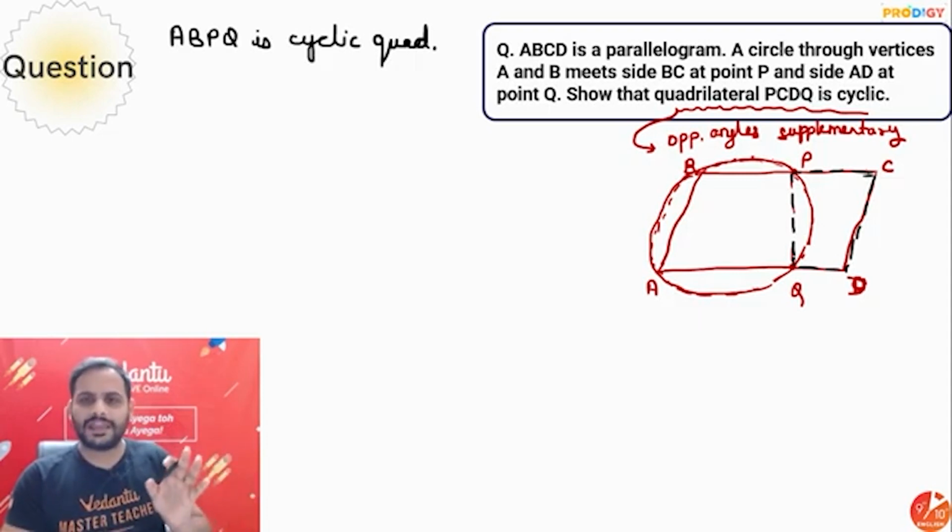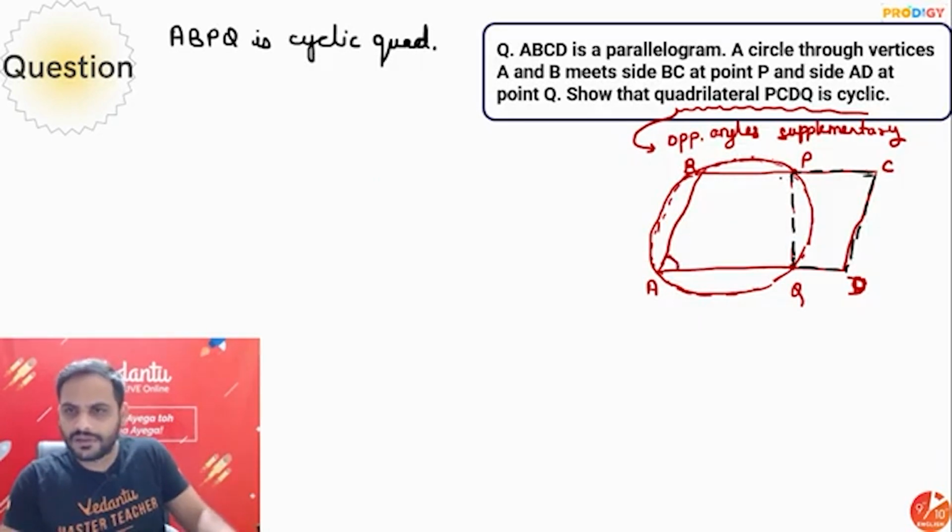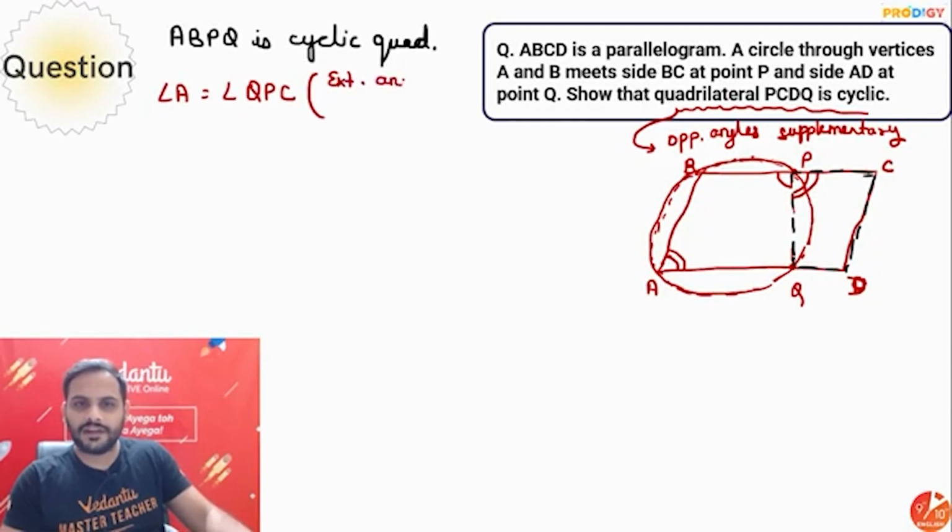ABPQ is a cyclic quadrilateral. So I can say this angle A and angle P will be supplementary, and this angle and this angle are going to be equal. Yes or no? Exterior angle theorem. So I can say angle A is equal to angle QPC, by the exterior angle theorem in a cyclic quadrilateral. Angle A and angle QPC are equal to each other. Then what else do we know?